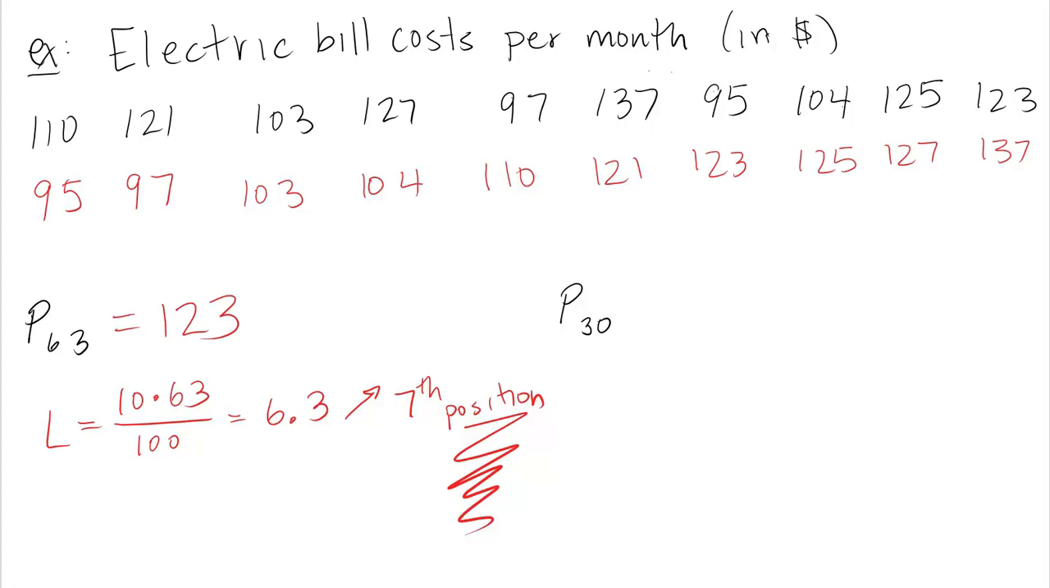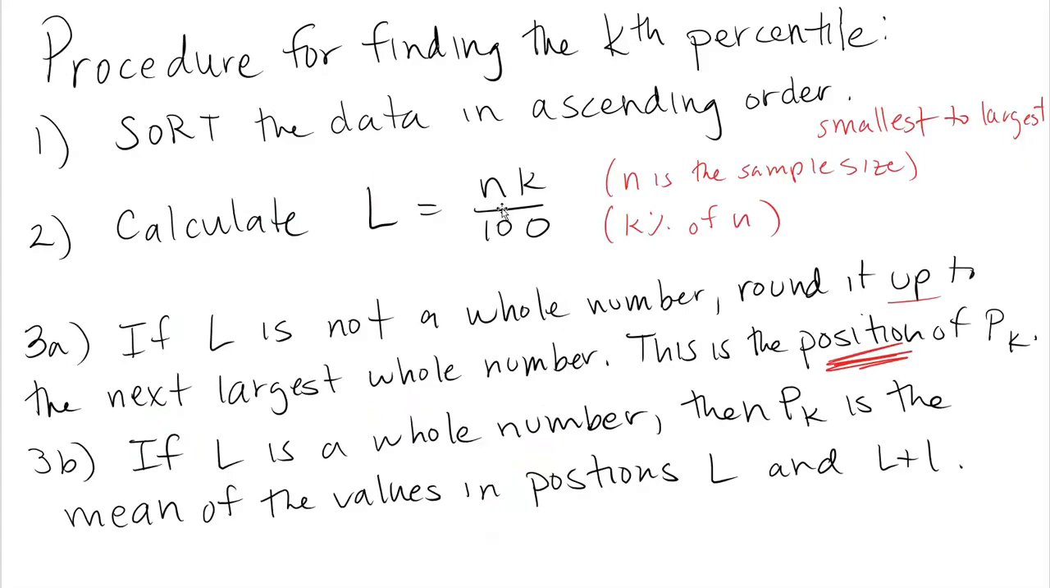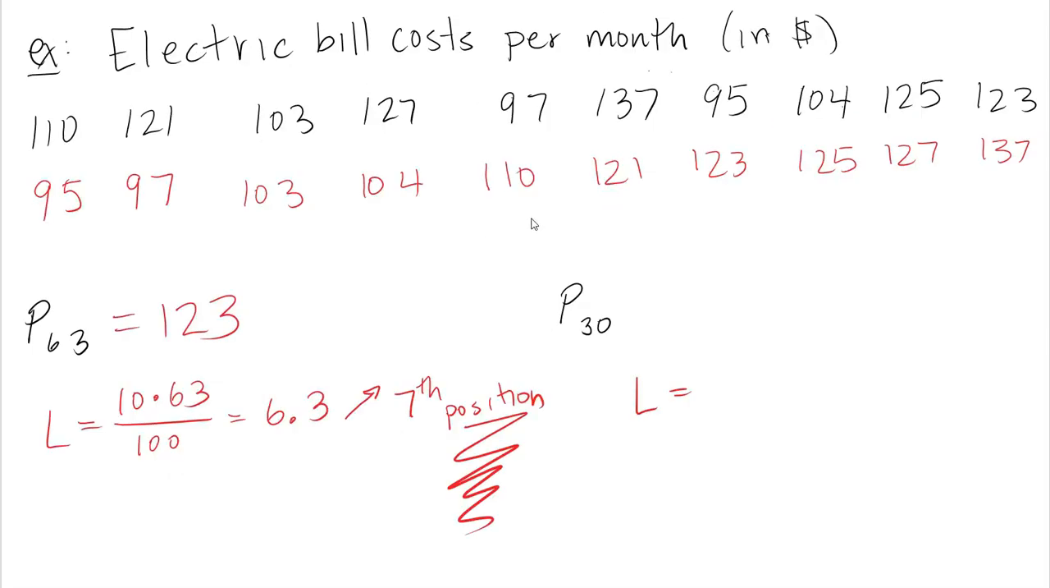Let's do this for the 30th percentile now. Step 1 is to sort the data from smallest to largest. Step 2 is to calculate this L. Let me remind you what the formula says. It says we take n times k and divide by 100. N is the number of values in our set, which is still 10. K comes from the percentile that you're finding. This is the 30th percentile. And we divide that by 100. And 10 times 30 over 100 is 3.